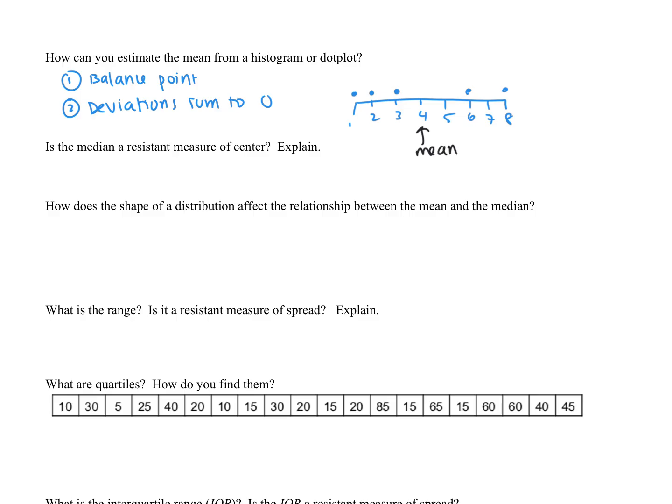Now, to prove that that's the mean, we're going to look at these deviations. So from 4 to 6 is 2 above. From 4 to 8 is 4 above. Now, if we go the other direction, from 4 to 3 is 1 below, and then we have 2 below, and then we have 3 below. So we will see if we add all of those up, we get a sum of 0.